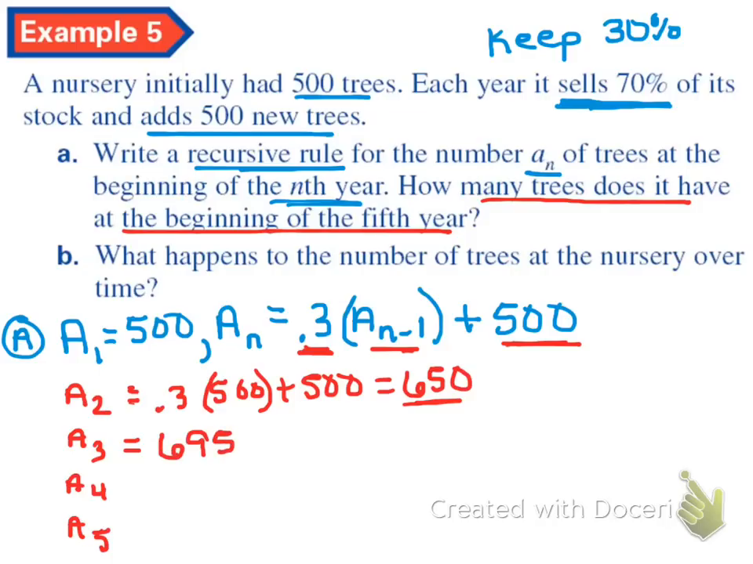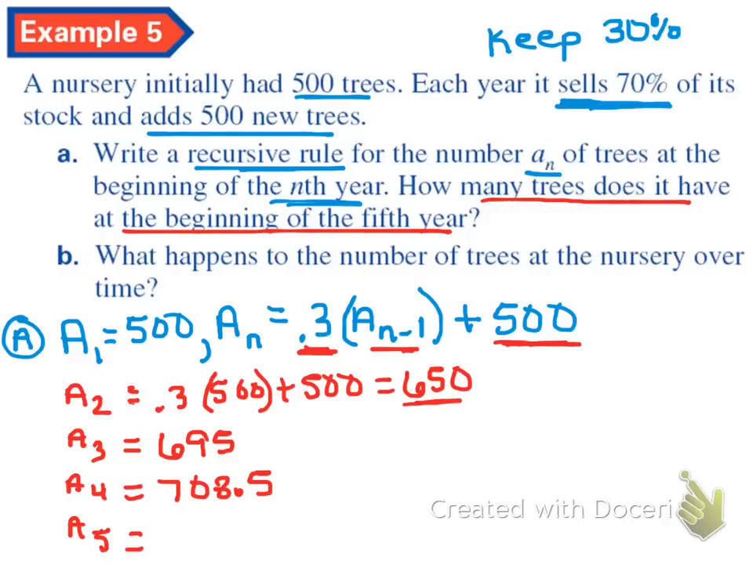Leave that on your calculator, multiply it times 0.3, add 500, and you find at the beginning of the 4th year that you would have 708.5 trees. Now, if this is where we were stopping, we would say that this is 709 trees, but we want to go on to the 5th year.